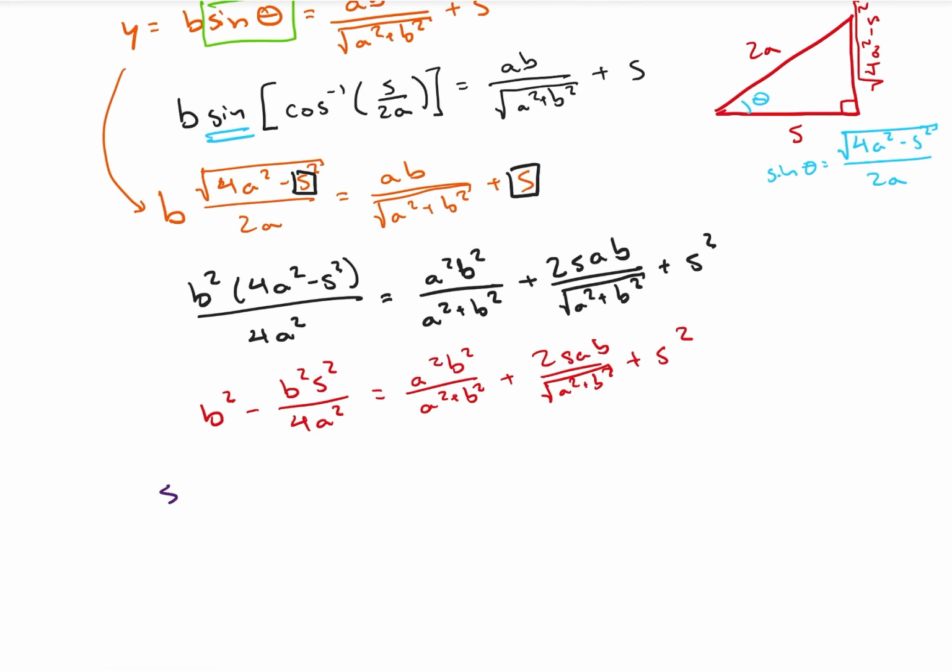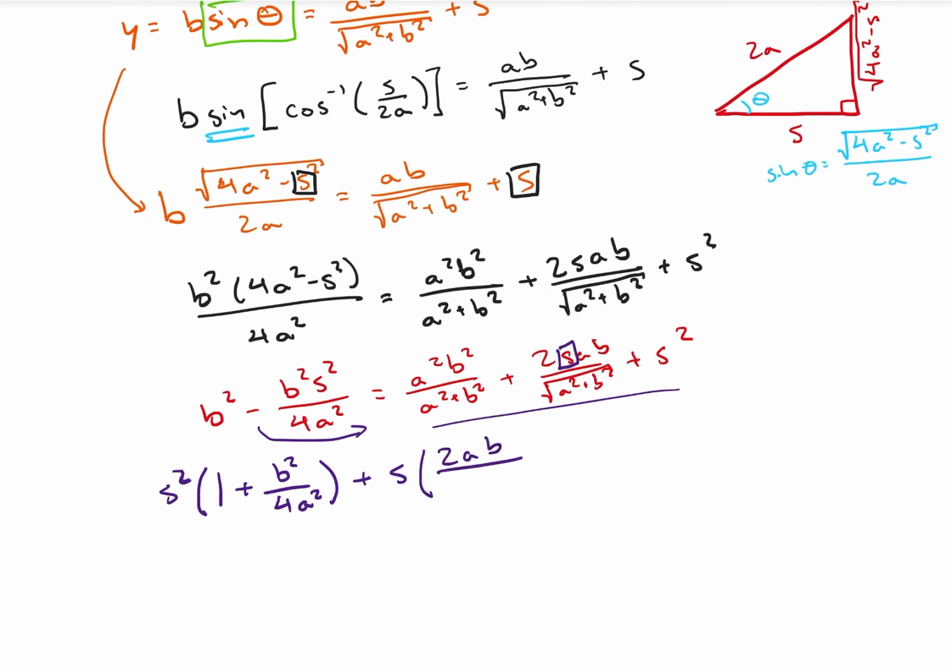So let's look at s squared. And I'm going to look at the right side of the equation as positive. So I'm going to have s squared times 1, and then we're going to move this over, so we'll have to add it, plus b squared over 4a squared, plus s, so that's this guy right here, times 2ab over the square root of a squared plus b squared.